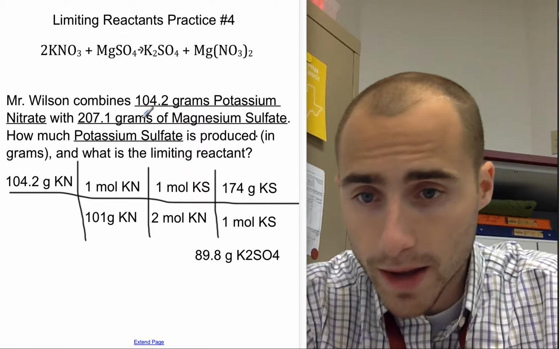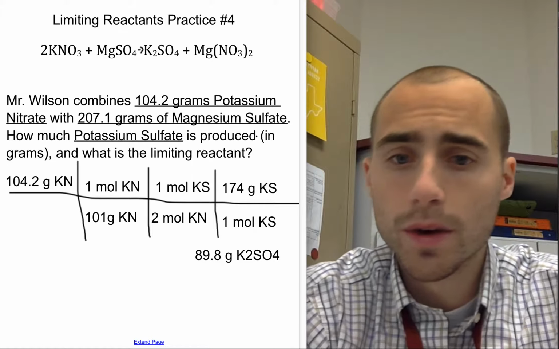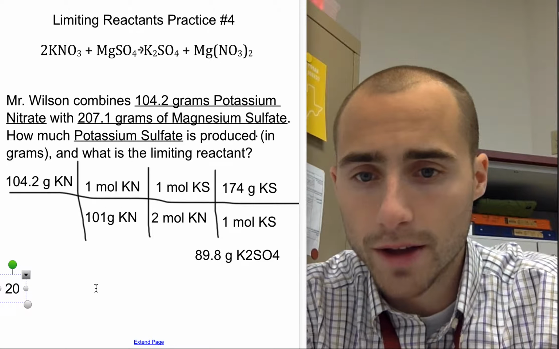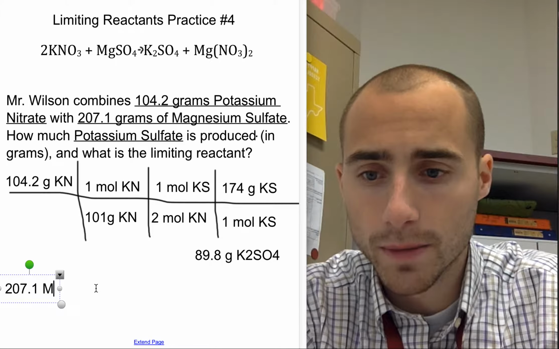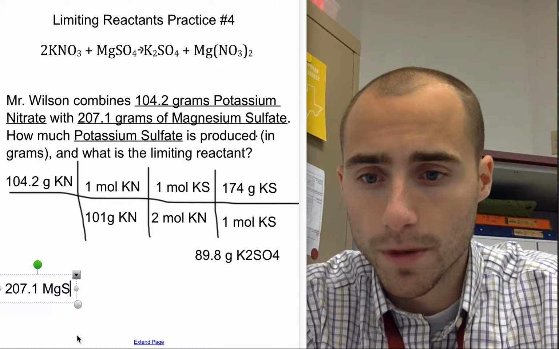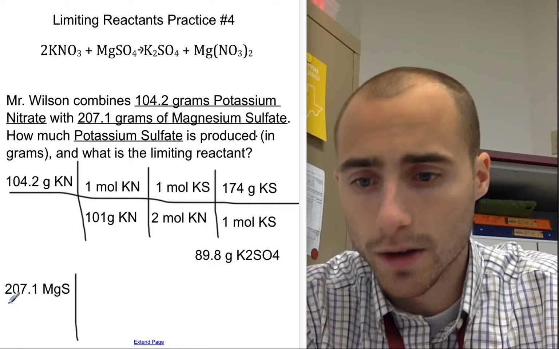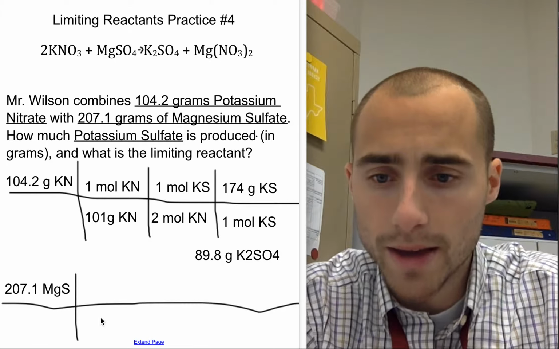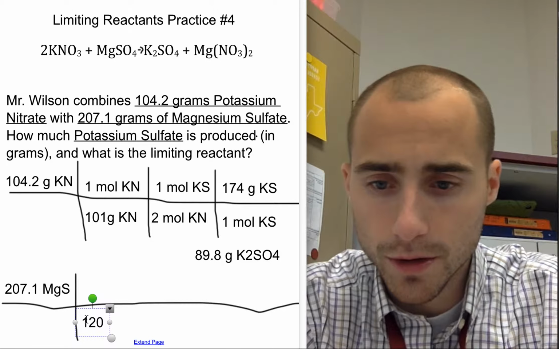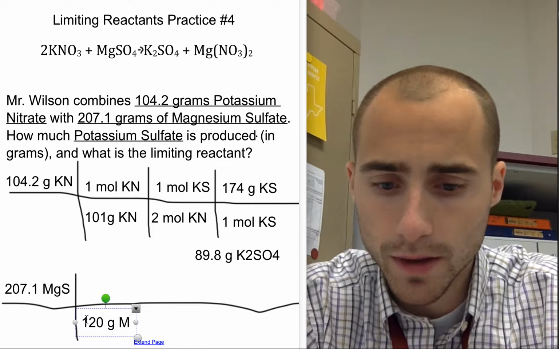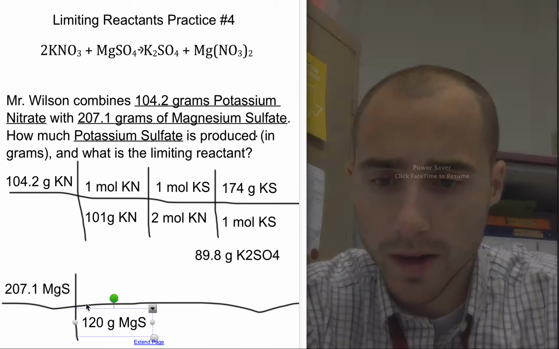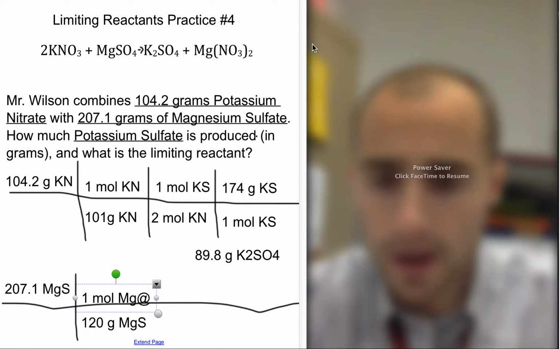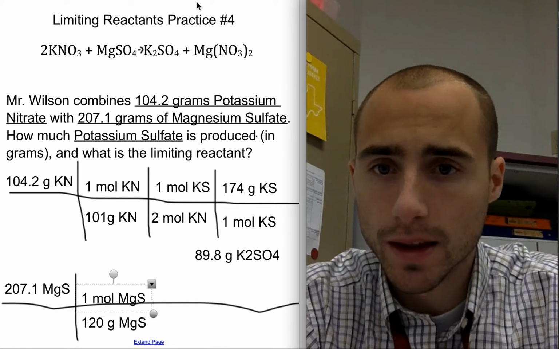So my next given is 207.1 grams of magnesium sulfate. So always two-dimensional analysis portion, so 207.1 of, I'm just going to put MGS for abbreviation's sake so we can fit everything onto the screen. Set up my dimensional analysis. Molar mass of magnesium sulfate is 120 grams MGS, and that is equal to 1 mole MGS, just like that.